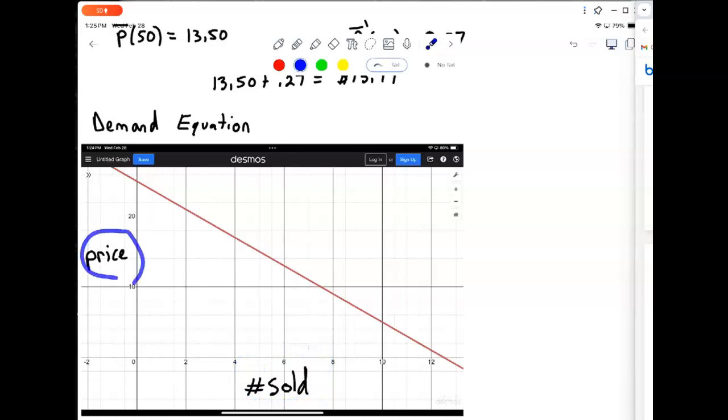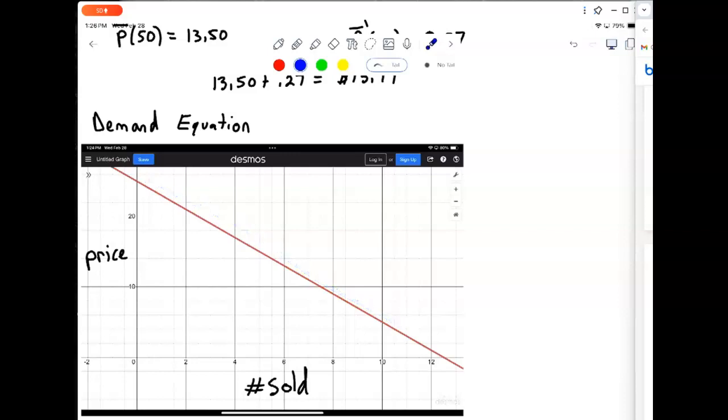Right, lower price, you're going to sell more. Or alternatively, if you want to sell more, the price has to drop down. Sell more, price goes down. A very common idea, all the time. Again, sell more, you have to drop the price. So they always have this type of relationship.